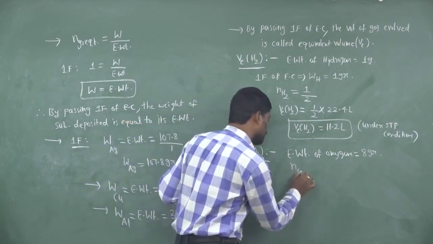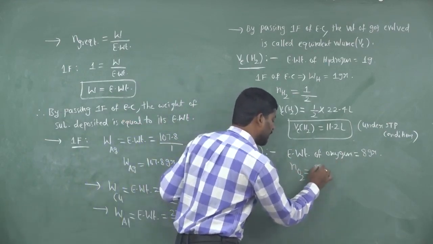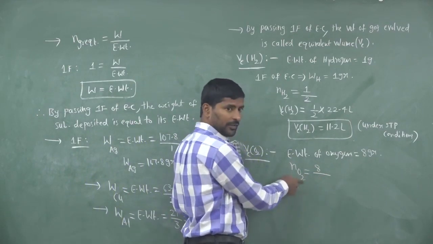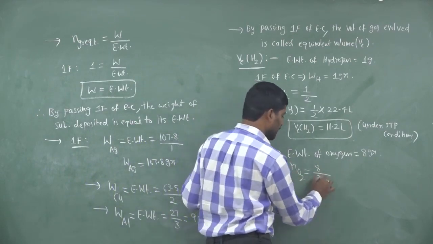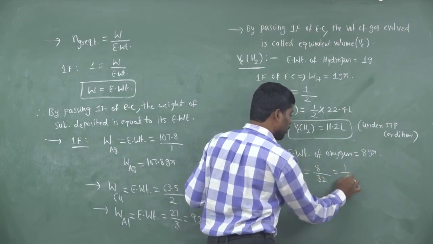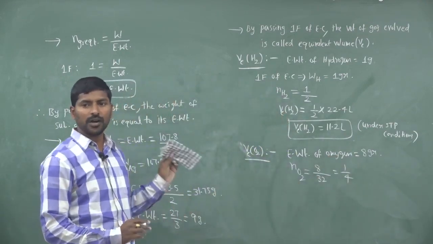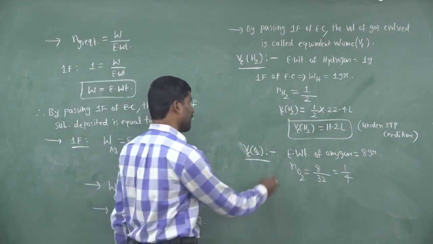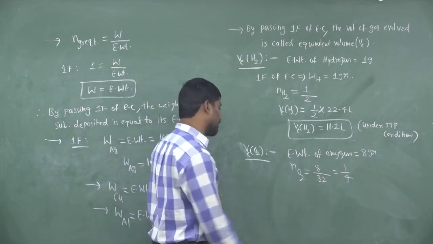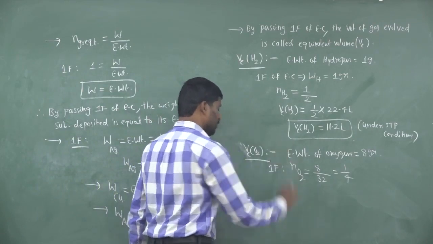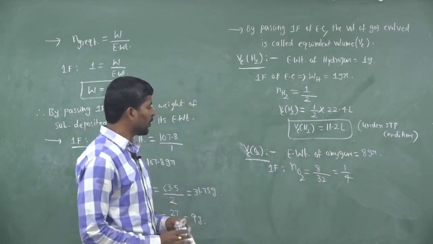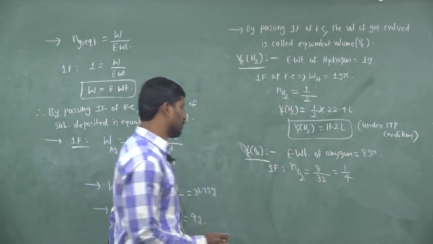That means the number of moles of O2 obtained is 8 by weight by molecular weight. What is the molecular weight of O2 gas? 32. That means how many moles of O2 gas evolved? 1 by 4 moles of O2 gas will be evolved if you pass 1 Faraday of electric current. Okay, this is for 1 Faraday of electric current.